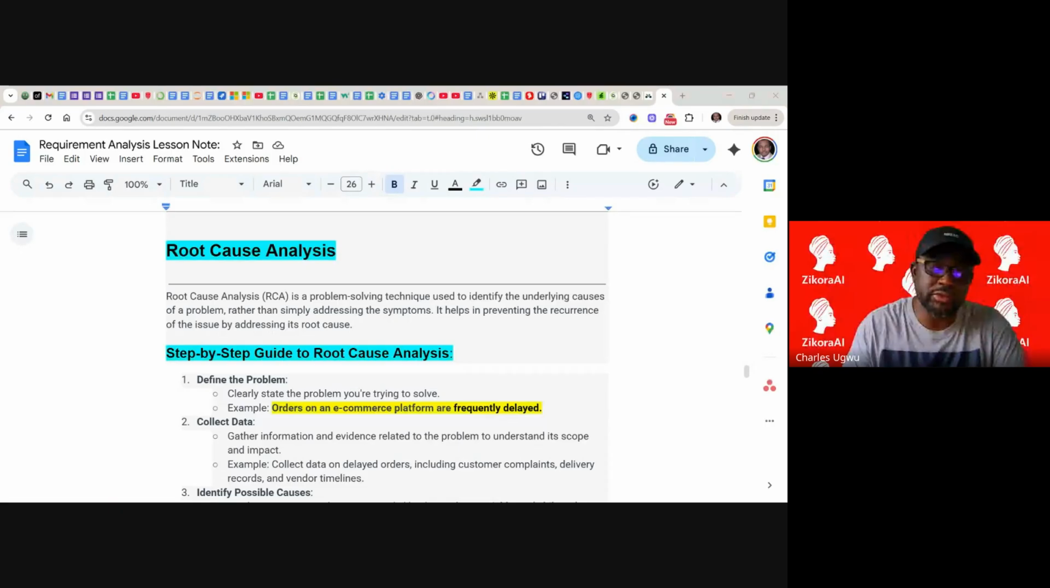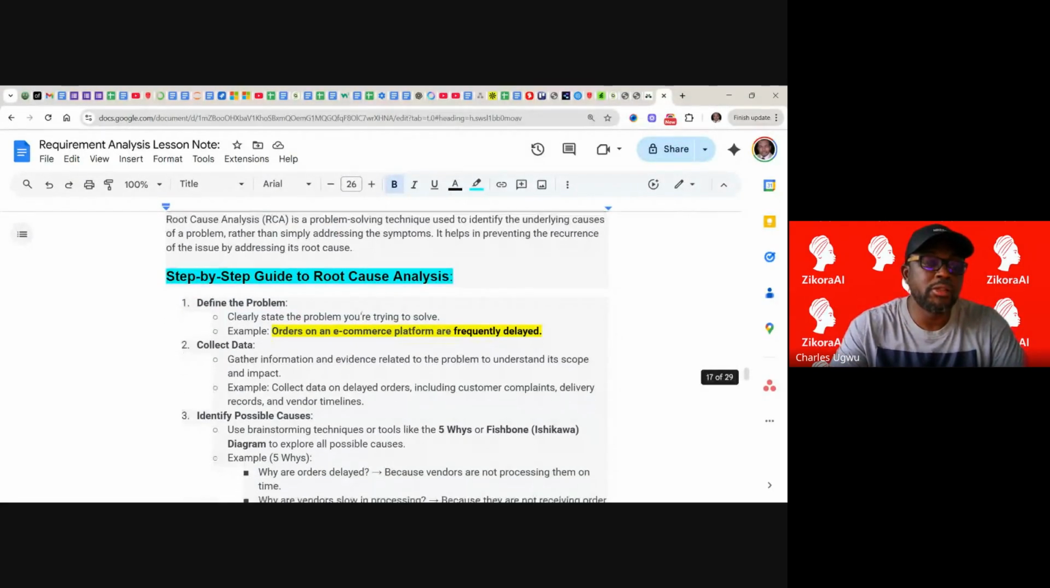Okay, so let's explore it deeper. Steps to guide us in root cause analysis. First, define the problem. Clearly state the problem we are trying to solve. You must agree that there is a problem.